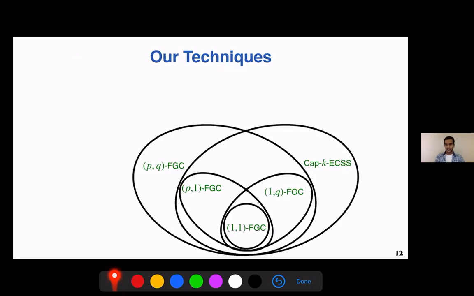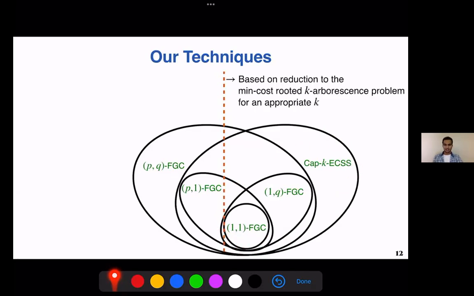Before getting into the proof techniques, let me give a very high-level overview of what techniques we use in proving our results. So for these 3 problems on the right, that is 1,1 FGC, 1,Q FGC, and capacitated k-ECSS, we give a single algorithm based on a reduction to the minimum cost rooted k-arborescence problem for an appropriate choice of k.